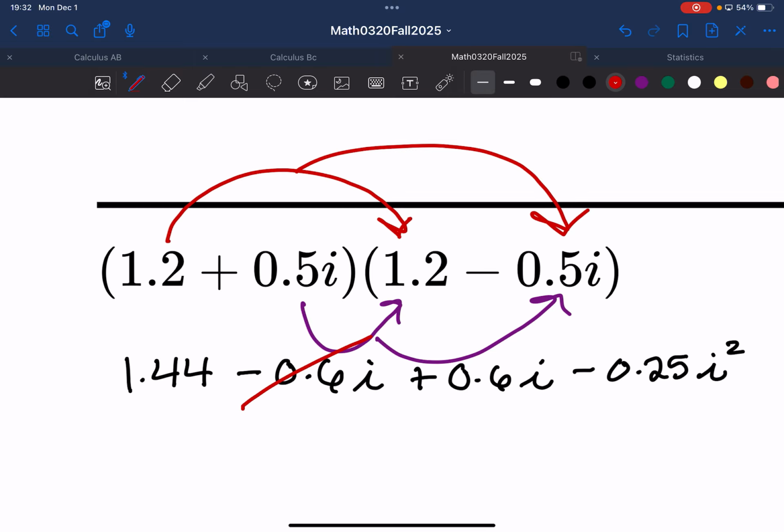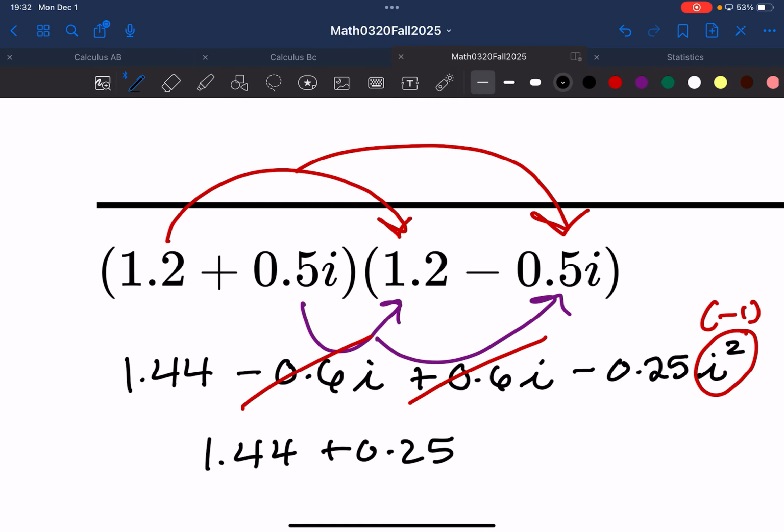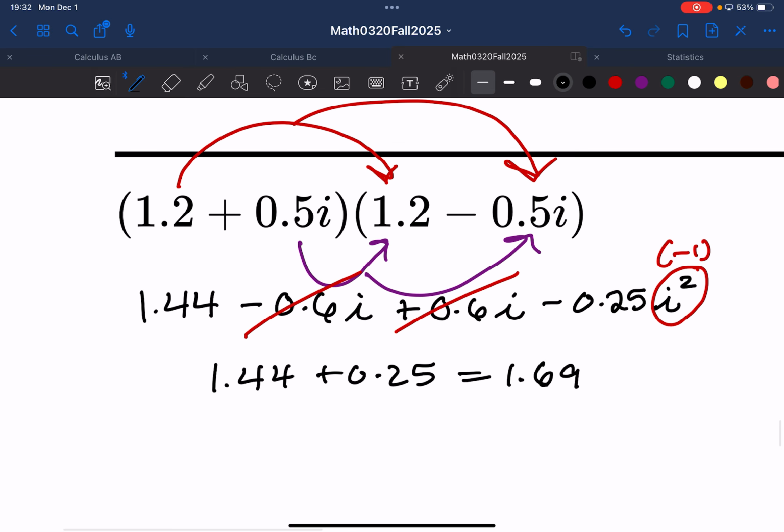So notice my middle terms are gone. What happens with the i squared? It turns to negative 1. So I have 1.44 plus 0.25, because minus a negative is plus a positive. And so this gives me 1.69. Technically, if I wanted to write this as a complex number, I could say this is 1.69 plus 0i. Right? Because what's 0 times anything? 0.